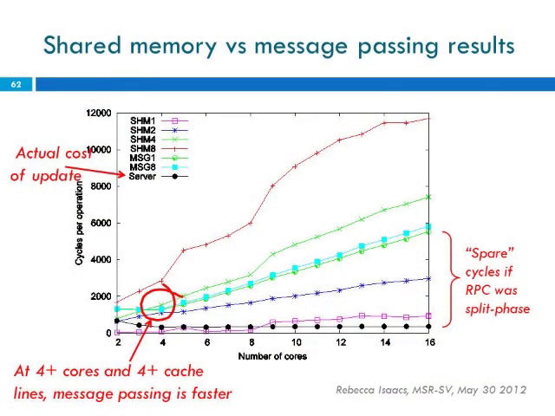Okay, so let's look at both shared memory and message passing together and see what happens. So the top line, the red one, is the shared memory with 8 cache lines, which, as we saw before, scales poorly. Initially, what am I looking at here?